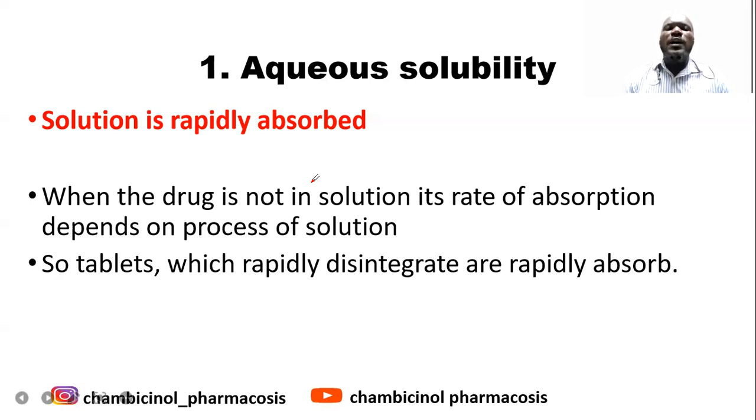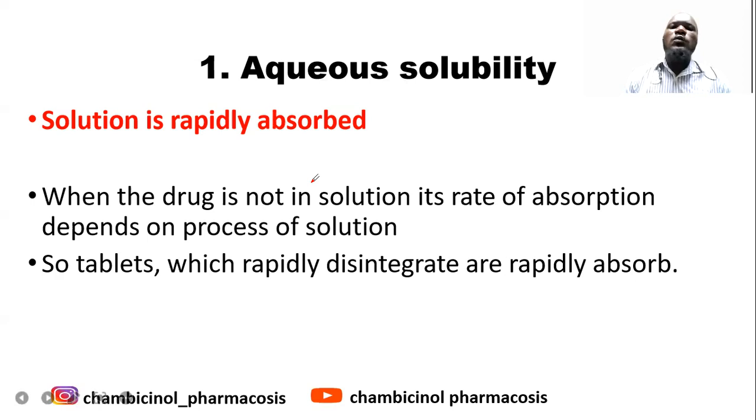But in this case, we have some drugs which are poorly soluble in the aqueous form. For example, one of the antifungal drugs called griseofulvin. Griseofulvin is poorly aqueous soluble. So to increase the solubility of this drug, you have to do some micronization, meaning reducing the particle size through the process of disintegration. Then once the particle size is reduced, its absorption will be faster.